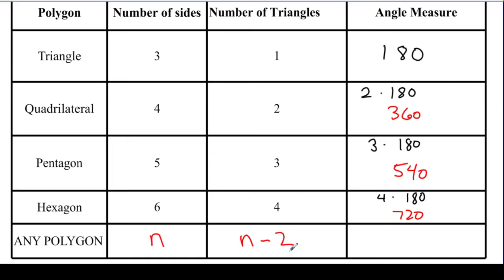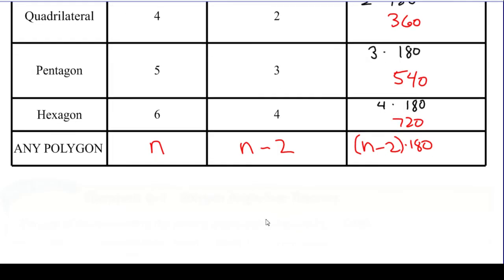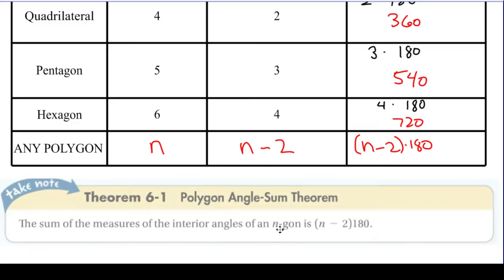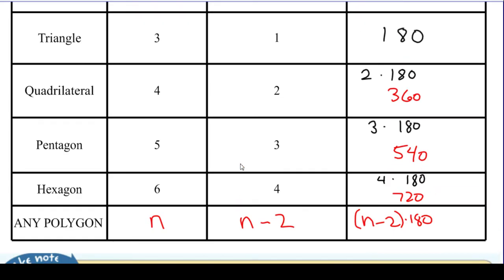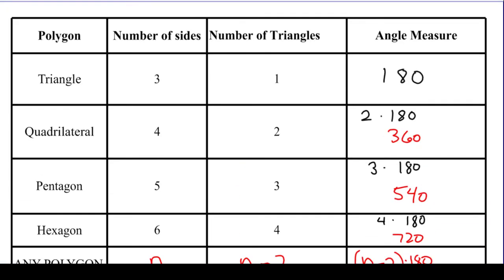Then, there's a connection between the number of triangles and the total angle measurement. What we did was take the number of triangles and multiply it by 180. So if my number of triangles is n minus 2, we take the expression n minus 2 and multiply it by 180 degrees. The number of sides minus 2, times 180, is the sum of the interior angles of that polygon. So the sum of the measures of all the angles inside a polygon is always n minus 2 times 180, and that comes from the number of triangles inside that shape.